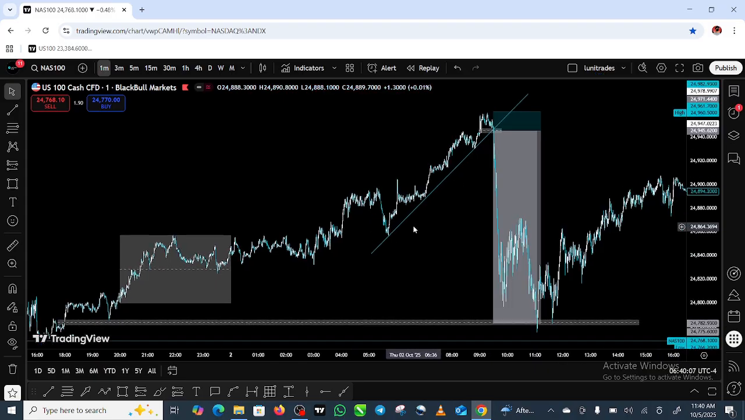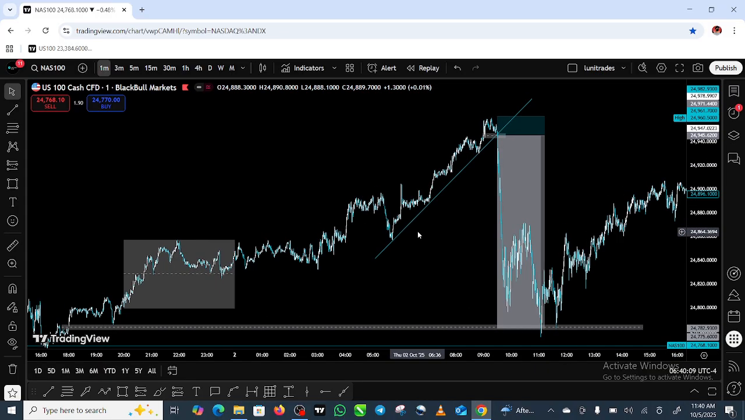Okay, so this is another clean example on US 100 also. As you can see, we have our Asian range, obeying PMMs of course. Market took the high of the Asian and didn't give us any setup till 9:30.